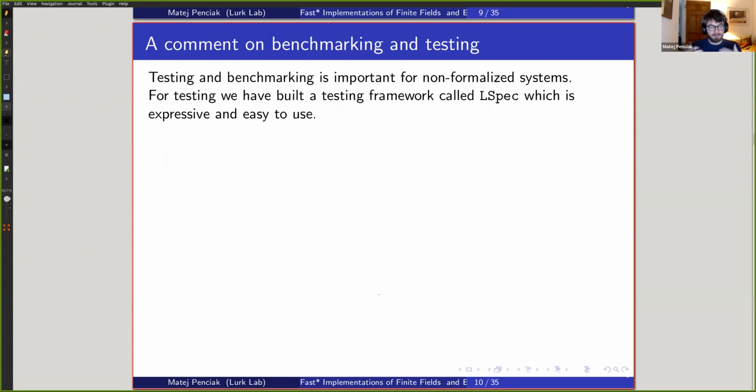Because we're implementing algorithms and not really proving anything about those algorithms, it's important to have a testing and benchmarking framework so that we have an idea of whether we're on the right track, whether we're calculating the right values, and whether we're doing them efficiently. For testing, one of the first things that we built at Yatima was a testing framework, which we call LSpec, which ended up being a huge savior for a lot of things that we're doing. It's very fast, very expressive, and very easy to use.